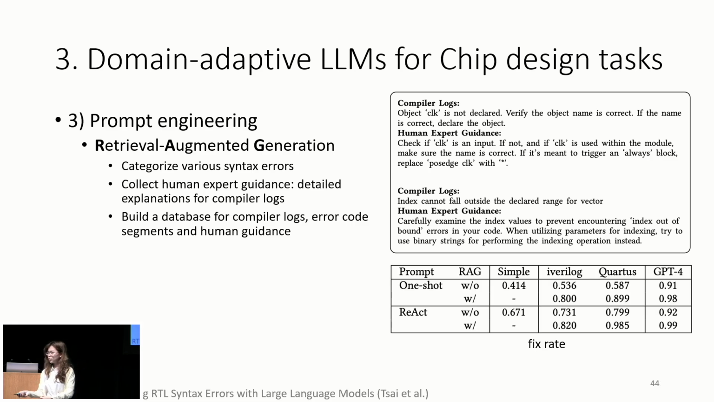So I will not go into detail here. And after that, I want to show the result of the RAG. You can see with or without RAG, there is actually a significant improvement when you involve this extra database consisting of the compiler logs and their corresponding human explanations, to help the model understand what those compiler logs mean.